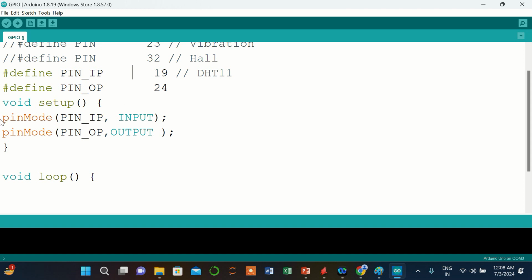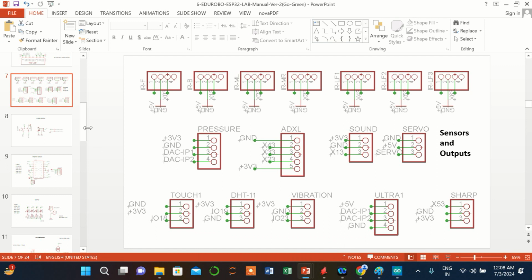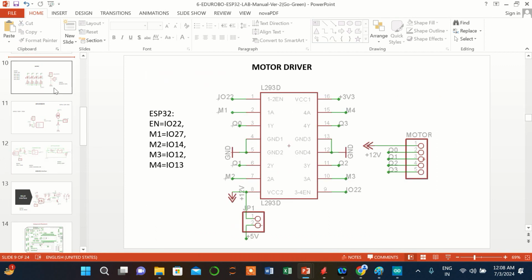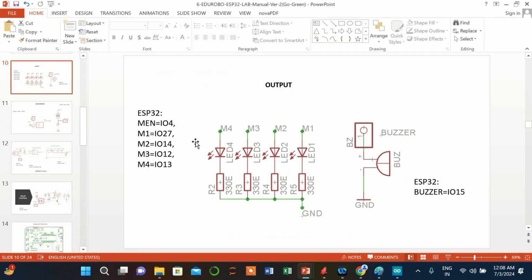Okay, so pin number 19 is your input, pin number 24 is output. That's what you see we have configured in pin mode. One is input, other is output. Why 24? The reason is, if you remember, where the LEDs are connected on the board.